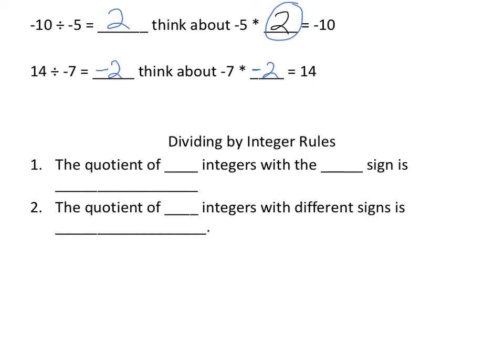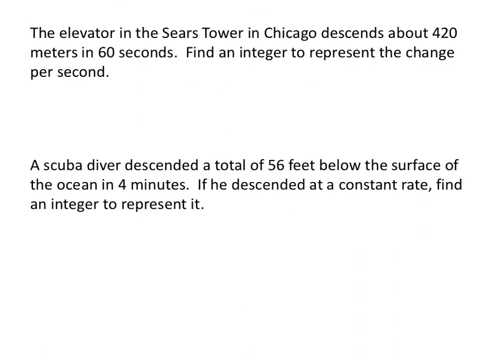So let's look at some rules for dividing integers. The quotient of 2 integers with the same sign is positive. And the quotient of 2 integers with different signs is negative. So basically it's the same rules that we had with multiplication. Now let's take it into some real life examples.